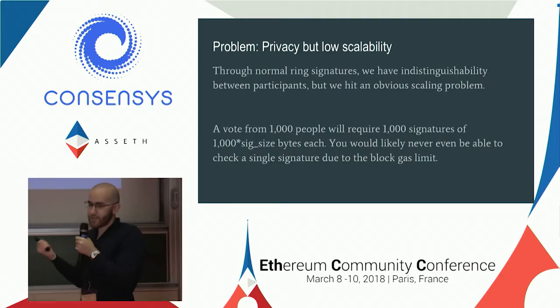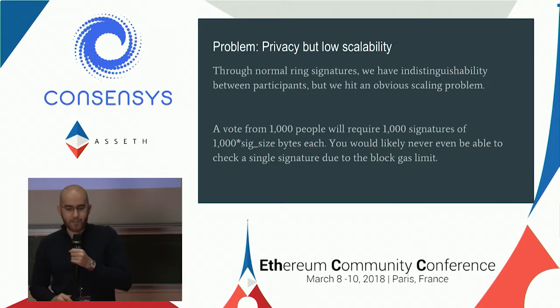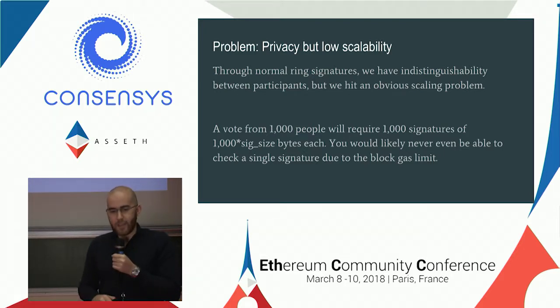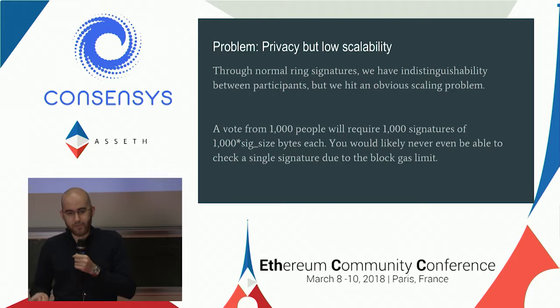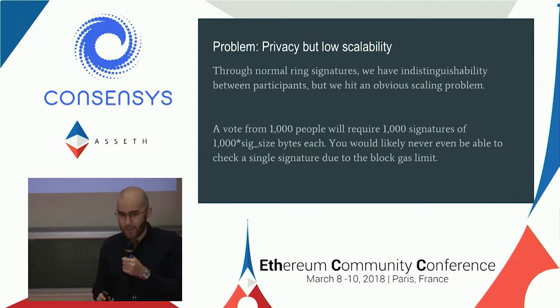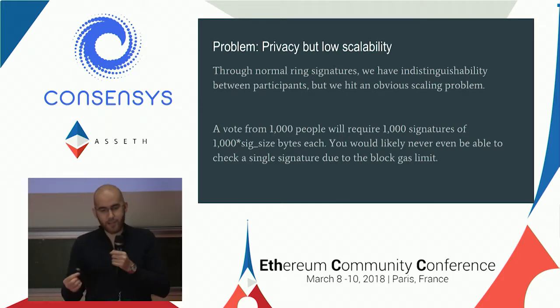So there's a problem here. If you wanted to use this naively, again, for larger scale stuff, through normal ring signatures, we have indistinguishability between participants. I can't tell the first and the last signer apart. I don't know who they are. But there's an obvious scaling problem.